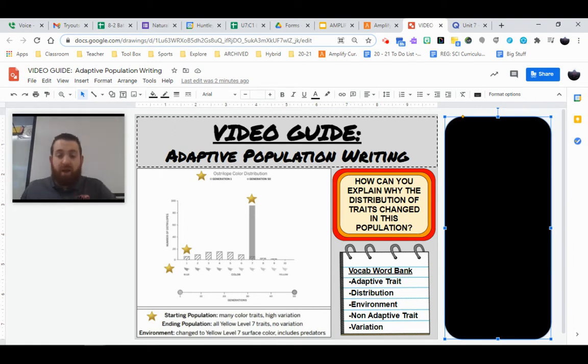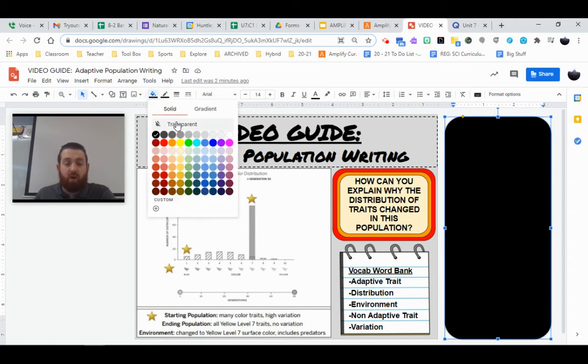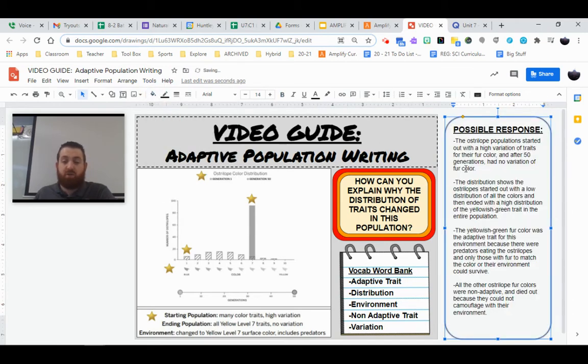But our job now is to take all of this information and ask ourselves, how can I explain why the distribution of traits changed in the population? So first we have to identify the change. Okay, we started with high variation and we had a very low distribution here, and it changed to no variation with a high distribution. We also have to explain this big idea as to why the distribution changed. So let's go ahead and take a look at what a good response to this question would be.